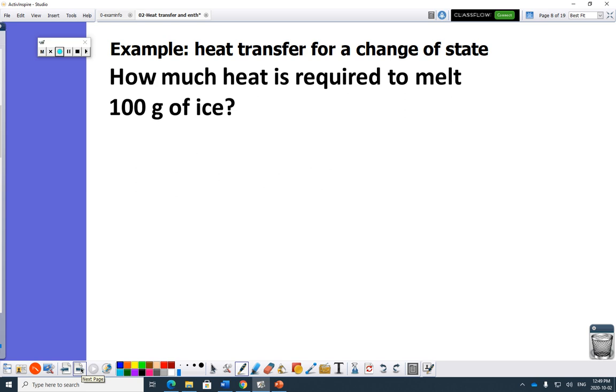Okay, so it says what kind of example it is. So we're going to do the heat transfer or enthalpy change for a change of state. So unfortunately, one of the weird things is sometimes they use the words interchangeably. Okay? Basically, how much energy is required to melt 100 grams of ice?